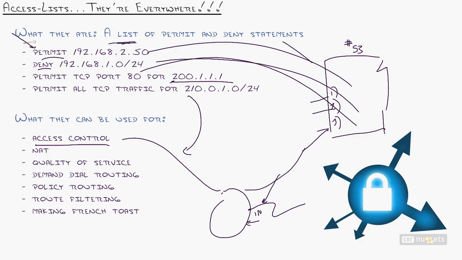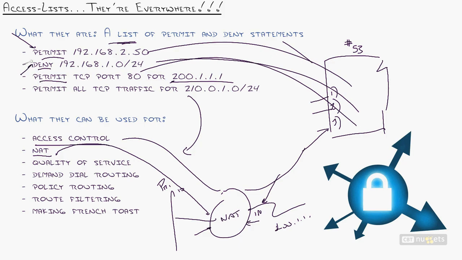But wait, I can apply an access control list for NAT. Now you're kind of like, well, NAT, what does NAT do? Well, NAT translates public to private. So I have a private subnet over here, maybe it's the 10 network, and out here I have 200.1.1.1. Well, in this case, I can apply an access list to say, okay, these addresses are permitted to enter the NAT process. These addresses are denied.